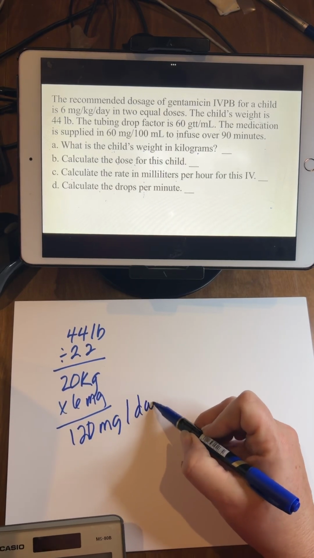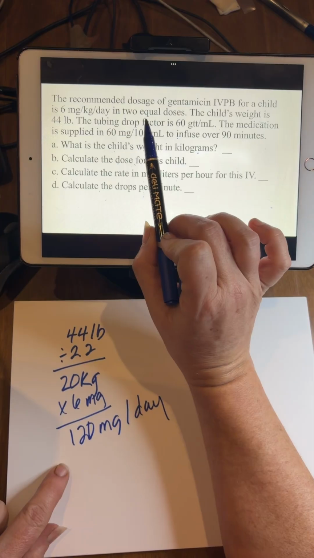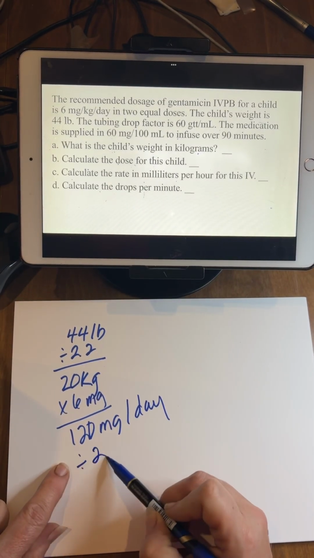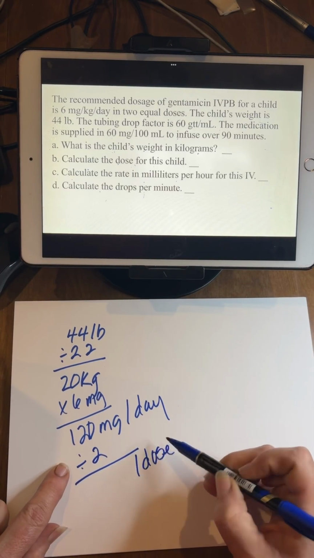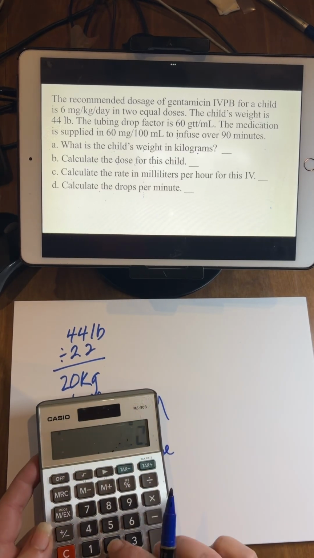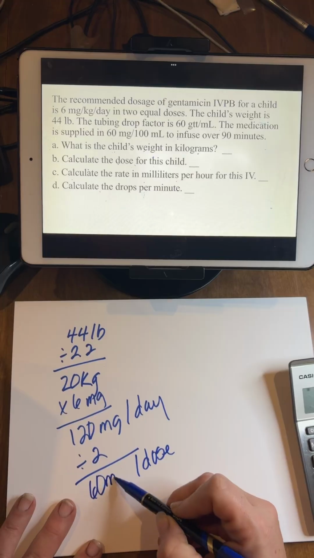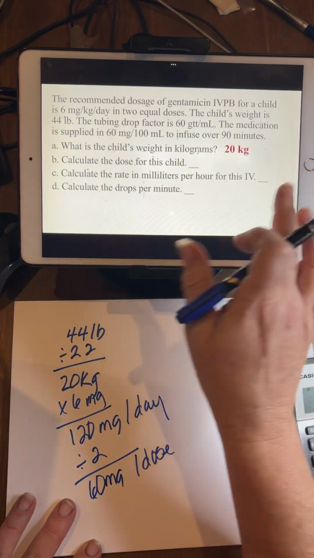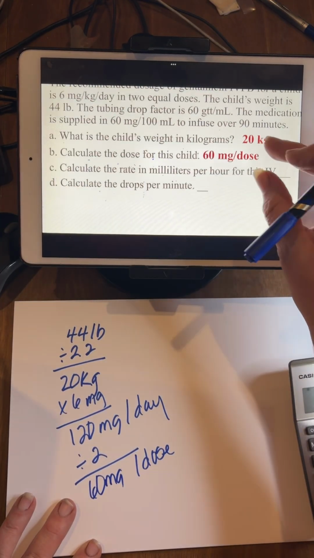And look, I'm going to write that down so I can remember where I'm at in the problem. And it's got to be given in 2 equal doses. So we're going to divide 120 by 2, and it'll give us the milligrams per dose. And look, 120 divided by 2 is 60. So 60 milligrams is going to be the dose. Look, we got the child's weight right, and we saved him again, 60 milligrams a dose.